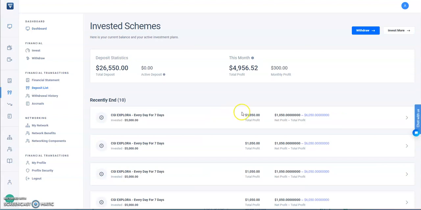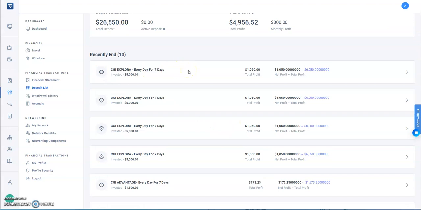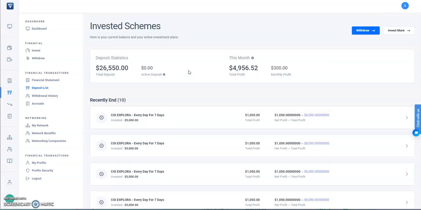My recent plan ended again, 5,000 and net profit. This is all that's been done so far. I've completed 10 cycles now, and the question is, do I go in for an 11th cycle? The answer is yes. I'm just gonna keep doing it until the wheels fall off, and we'll find out if it's gonna keep going and flowing.